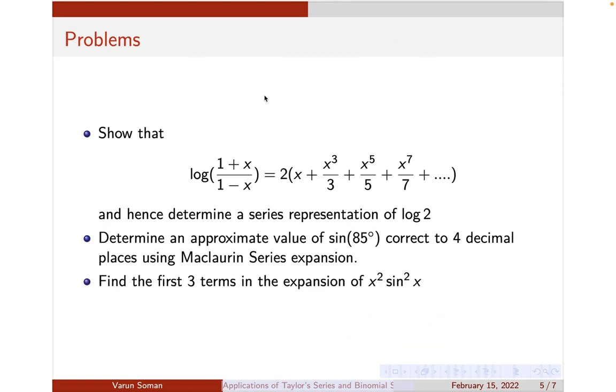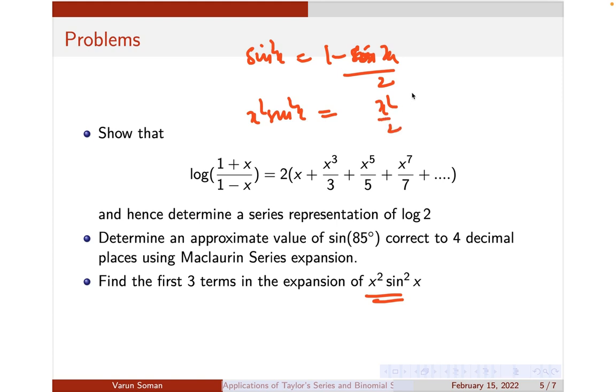Okay, moving forward, one more problem, I'll just explain the method. Find the first 3 terms in the expansion of x square sine square x. We can use direct expansion using the formula, but there is a simpler method also, because you know the value of sine square x is (1 minus cos 2x) by 2. Okay, so x square sine square x is basically x square by 2 into (1 minus cos 2x). Okay, already you know the expansion of cos 2x.